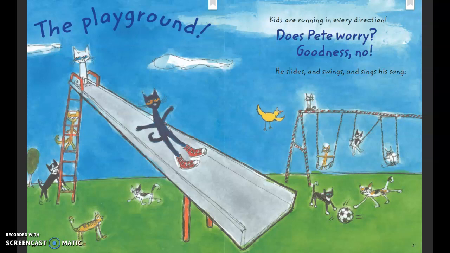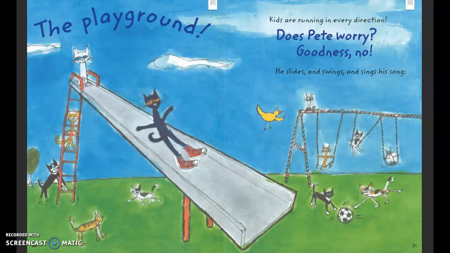Oh, I hear a lot of s sounds in he slides and swings and sings his song. What word did I use to describe the same sounds over and over again? Oh, alliteration. The author used alliteration in slides and swings and sings his song.